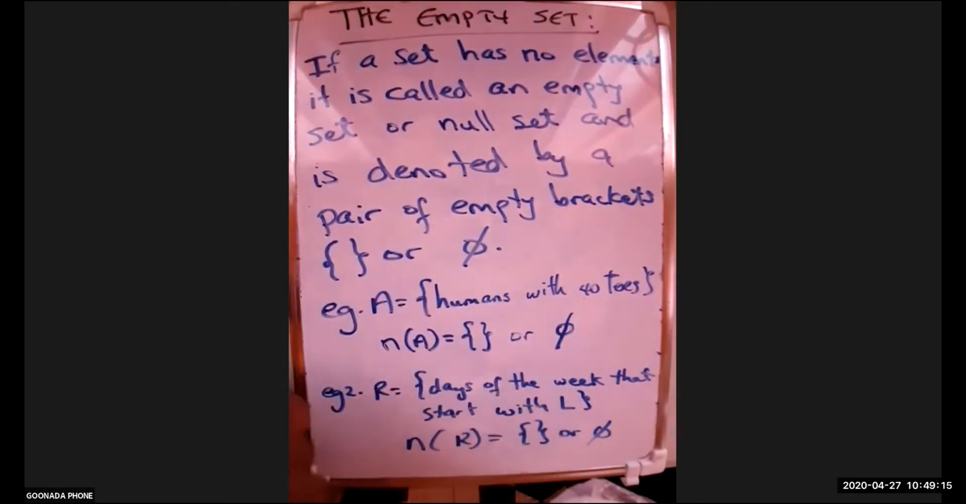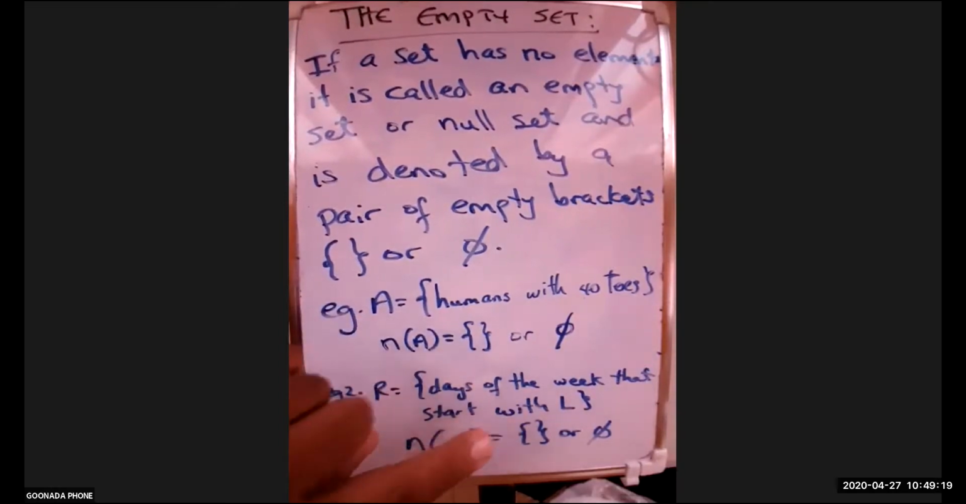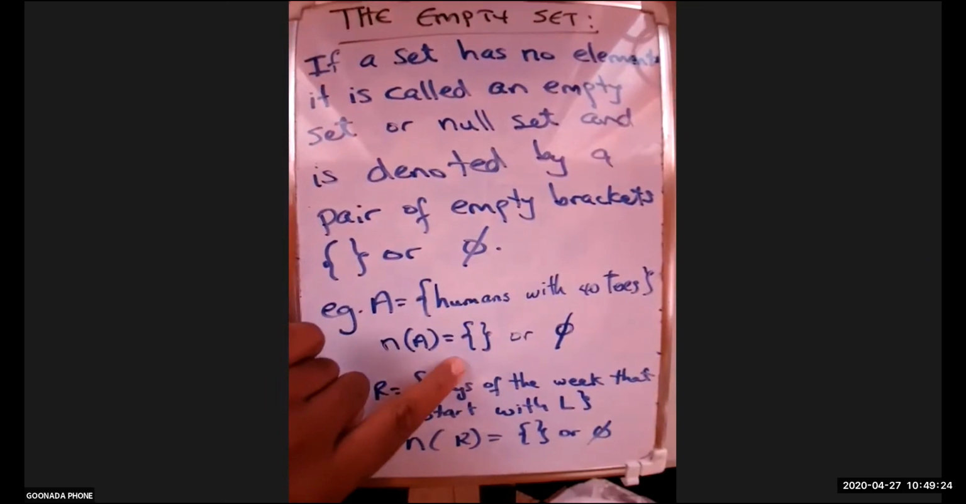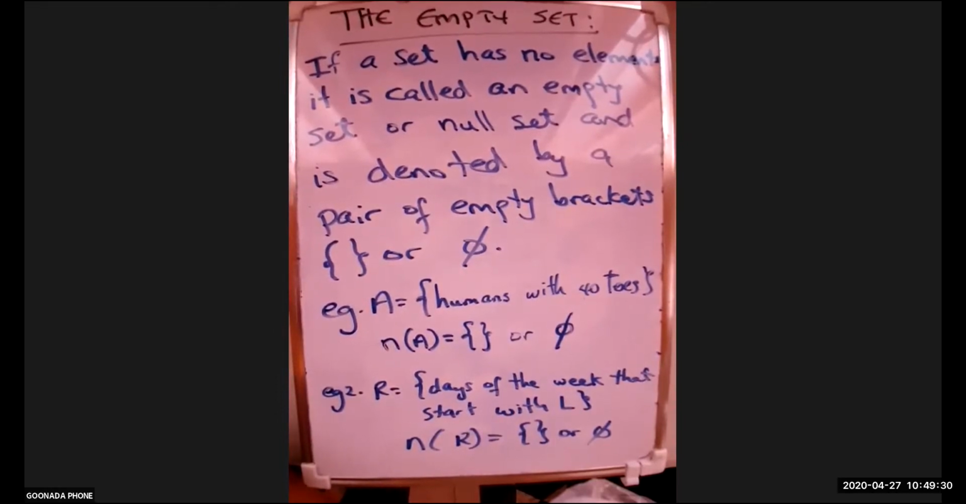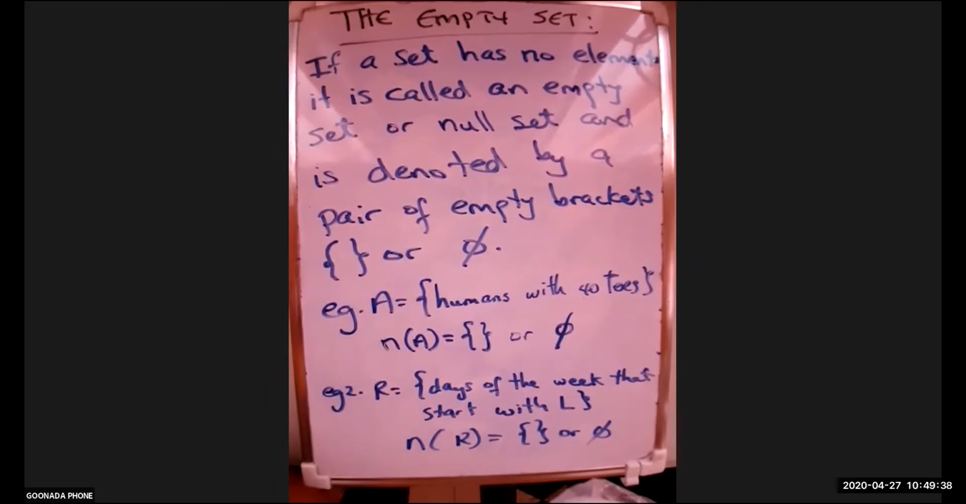Now, the direction of the slash is very important. It's done this way, okay, not the other way. So of course, if you can't remember which direction the slash goes, do the smart thing and draw the empty brackets, right? And of course, days of the week that start with L. There are no days of the week that begin with the letter L. So the number of elements in R is equal to nothing or phi. Either one you want to write.